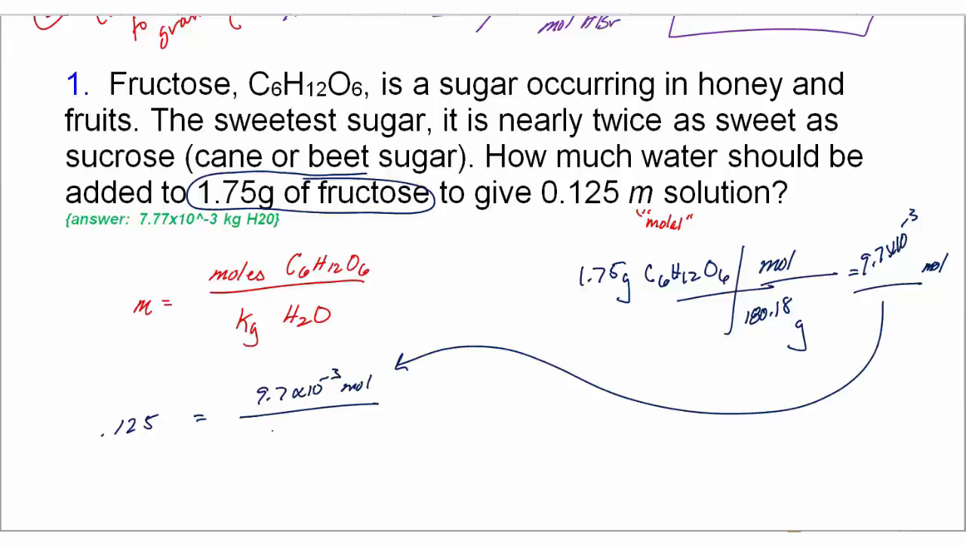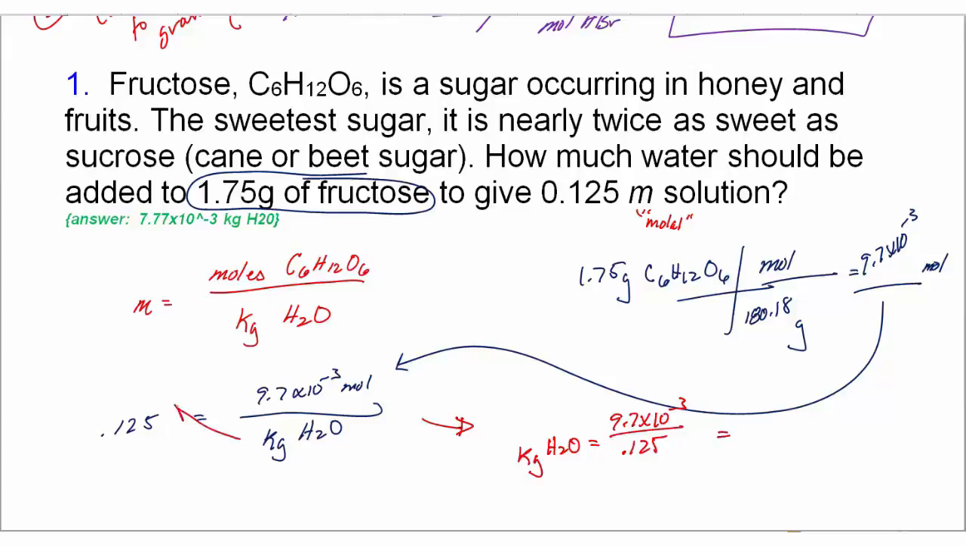Divided by kilograms of water. So we just have to solve for kilograms of water and we'll have our answer. Well, in the wrong units, but pretty close. So our kilograms of water would be 9.7 times 10 to the negative 3 divided by 0.125. You just have to go along the diagonal and switch those two.